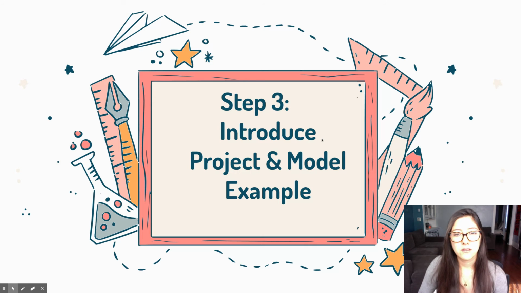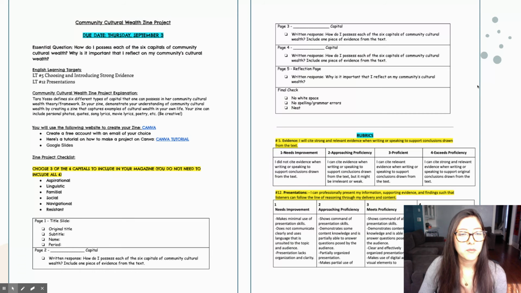The next step is to introduce the project and a model example. So this is what our project directions looked like. We explained to students the different learning targets that they would be working on, the essential question, which was, how do I possess each of the 6 capitals of community cultural wealth? Why is it important that I reflect on my community's cultural wealth? And we also wanted the students to practice citing and introducing strong evidence from the text, as well as analyzing it and then presenting their information to the class. We offered them a few tutorials, which I'll be going over in the next couple of slides.